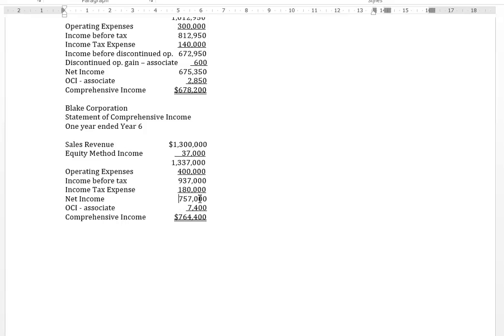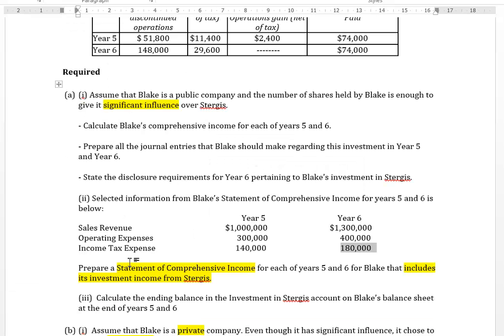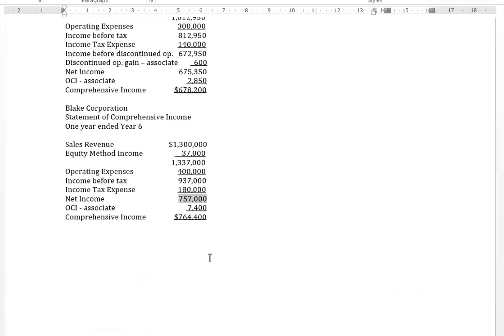So to this net income amount, we're just going to add in our share of our associate Sturgis's OCI, which is $7,400. That's our share. You'll remember that any OCI booked this year by Sturgis in year 6 was $29,600. Well, a quarter of that, or 25% of that, is our share, which is $7,400. So we're going to get $764,400 as Blake's comprehensive income.